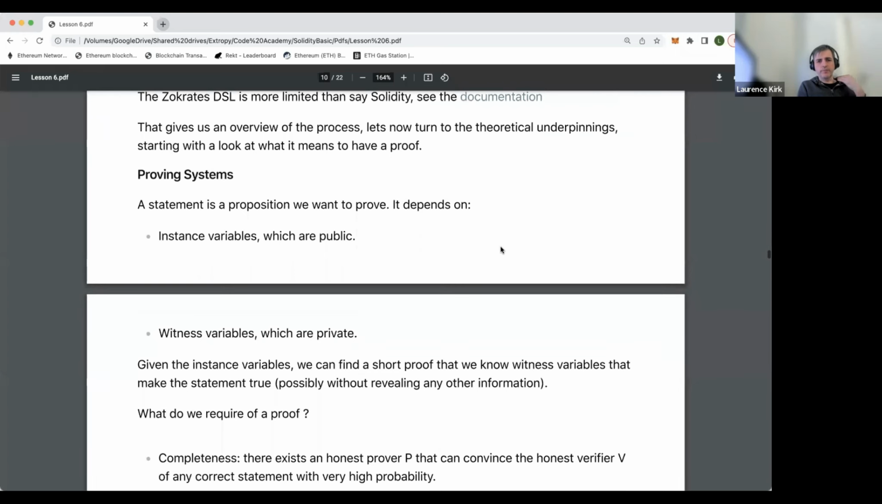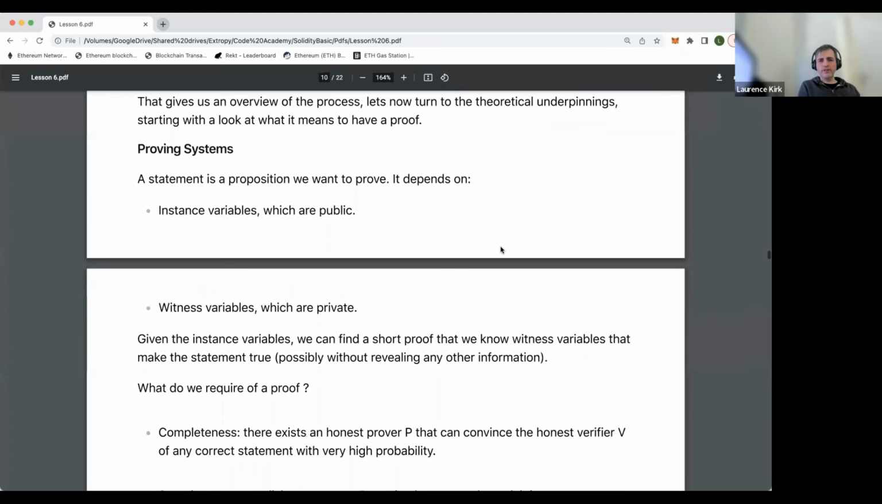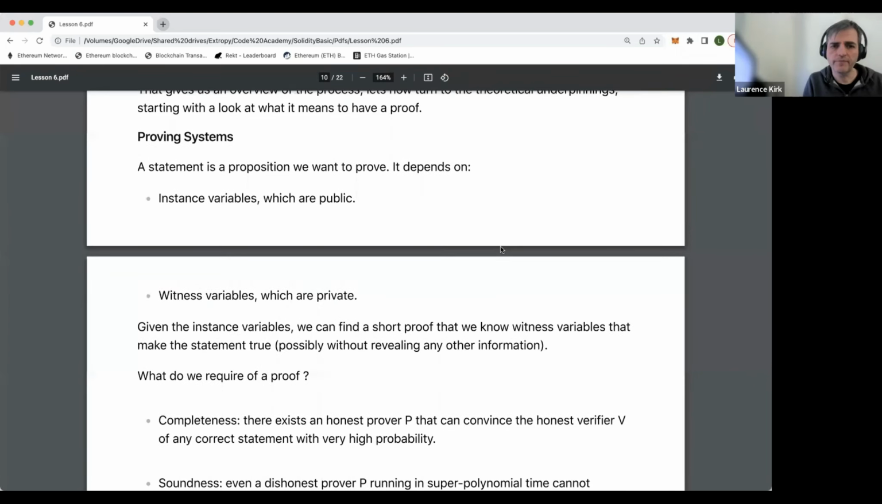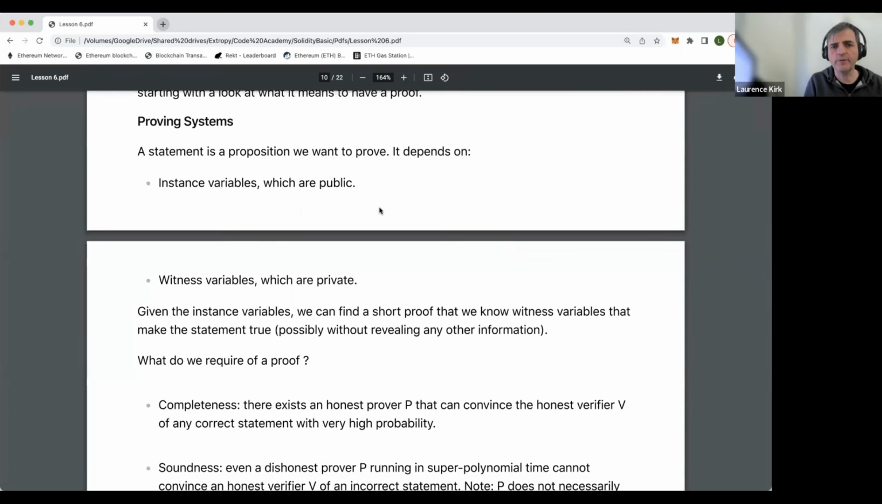Just to delve a little bit more into the theory behind proofs. So I've already said, we have these different types of inputs. So we have some variables which are public and some variables which are private.